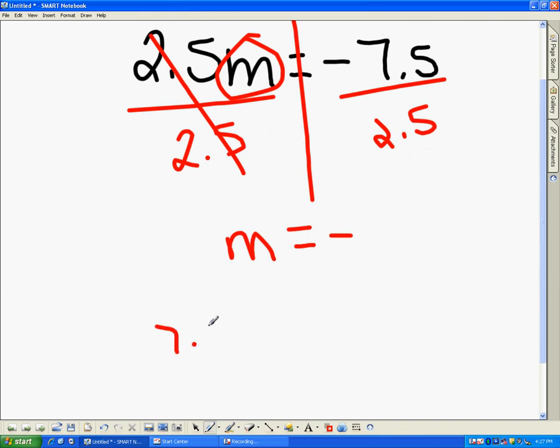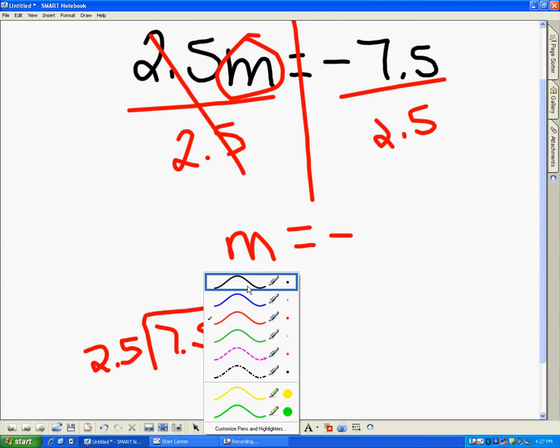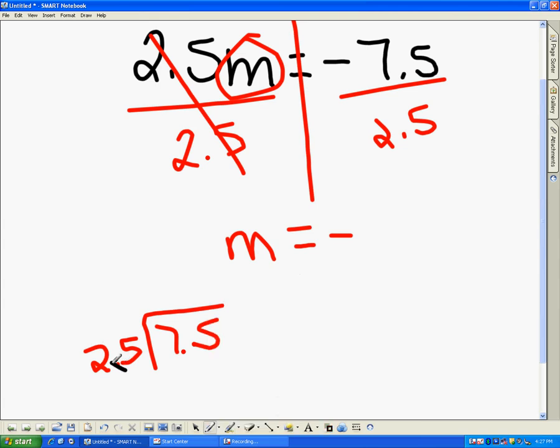So now I've got 7.5 divided by 2.5. And remember, when you're dividing, you cannot have a decimal on the outside. You need to make it a whole number, so I'm going to move my decimal one place. Well, since I moved this one place, I need to move the one that's on the inside one place as well. And then it just goes straight up in my answer.